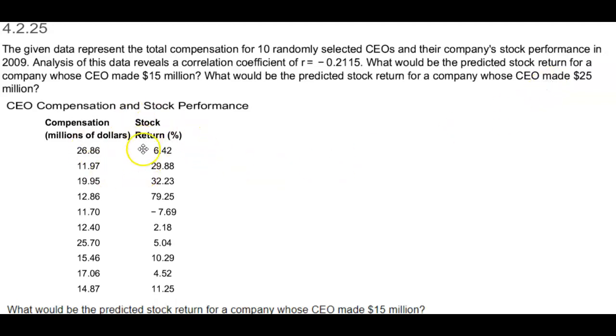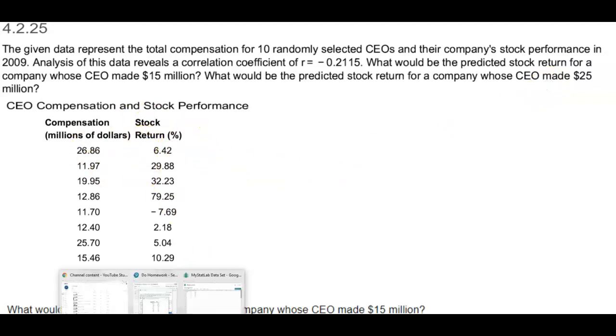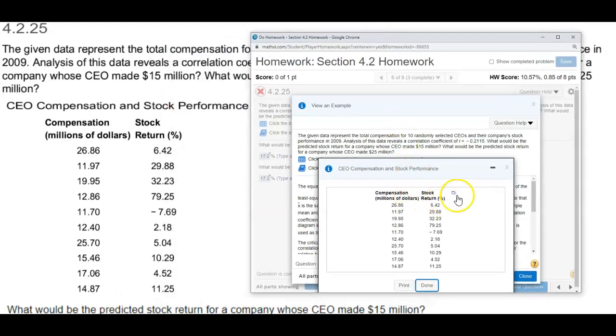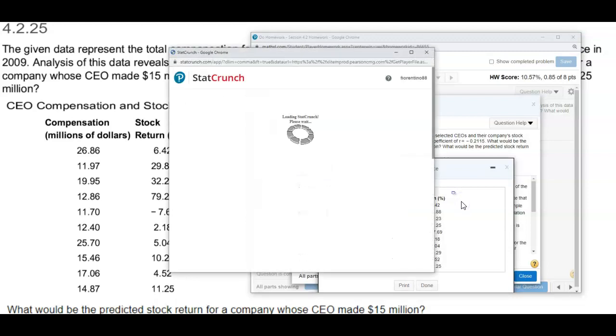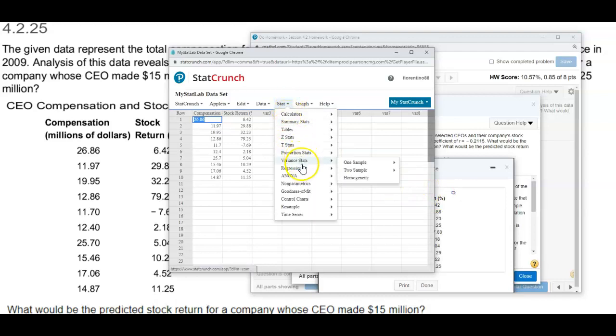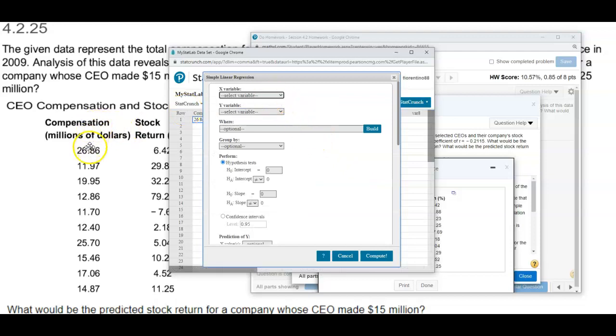Okay, so here is this information. Let's go ahead and take a look at this on StatCrunch. So here is our data, and we're going to open this up in StatCrunch. Then we're going to go to Stat, then Regression, and then Simple Linear. We know that our X variable represents the compensation in millions of dollars, and the Y variable is going to be the stock return. Let's go ahead and compute.